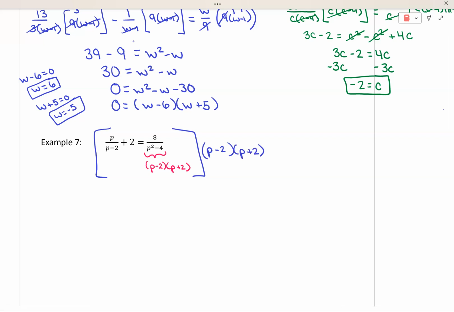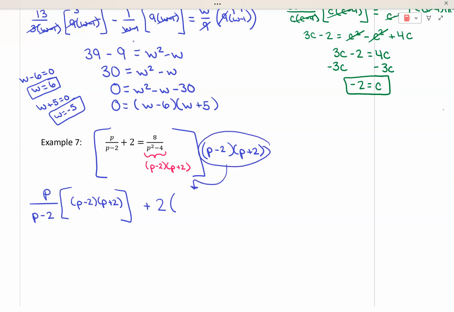So let's look and see. So we got P minus 2 times P minus 2 times P plus 2, plus 2 times, now notice nothing's going to cancel on this one. So I could write all of this right here, but I'm going to write the shorter version of it right here. Okay, equals, and then notice we have 8 times the p squared minus 4. And again, I'm going to use the p squared minus 4 here because that is what that means.